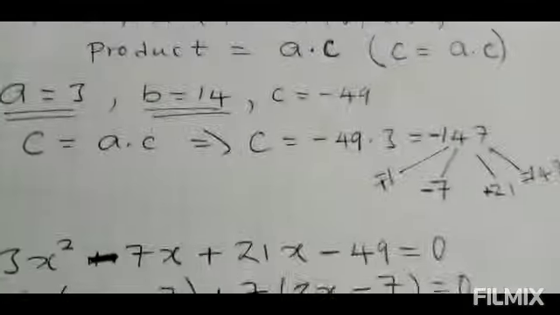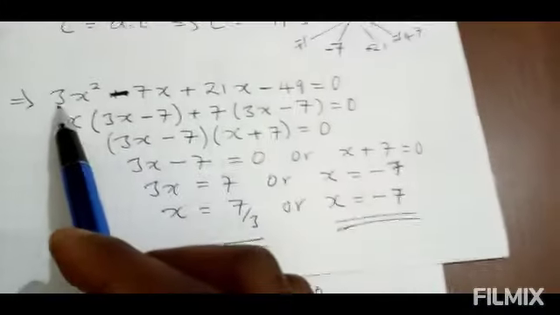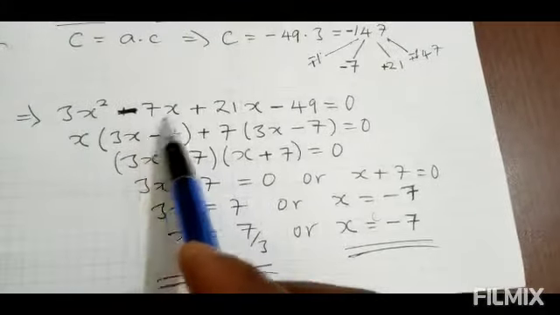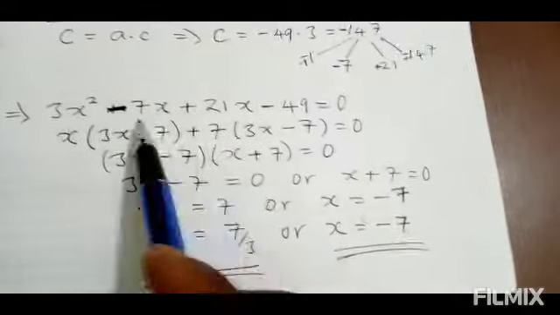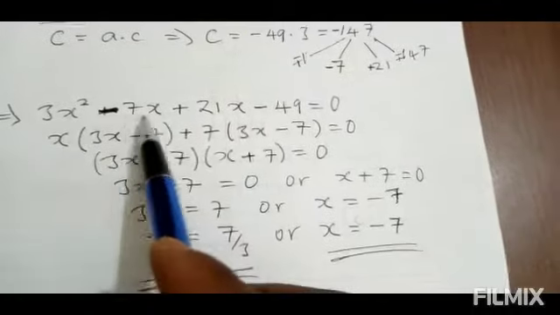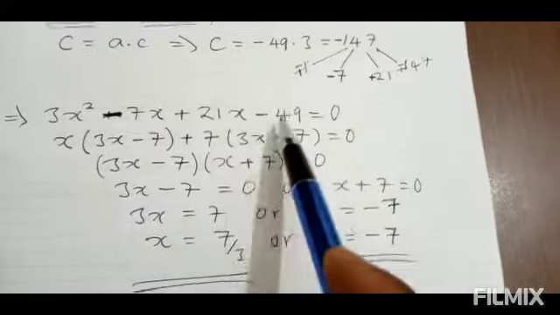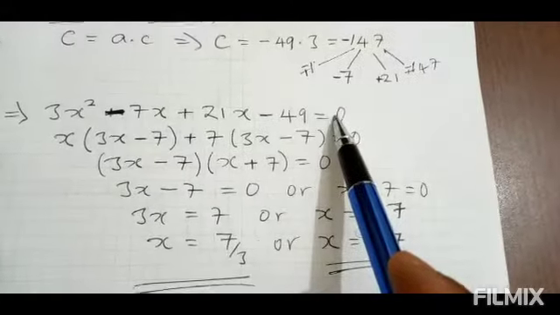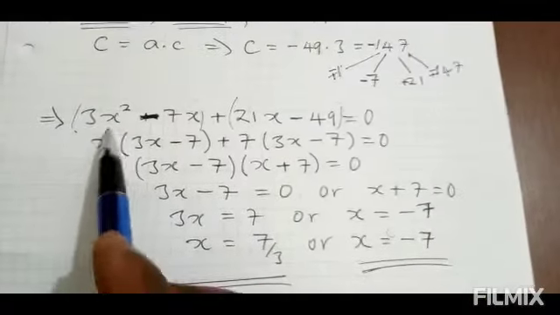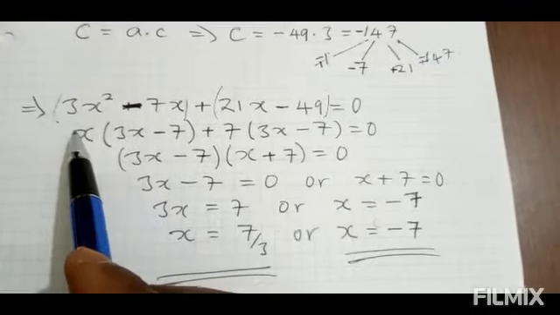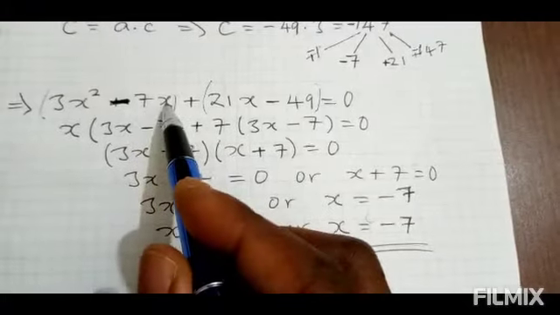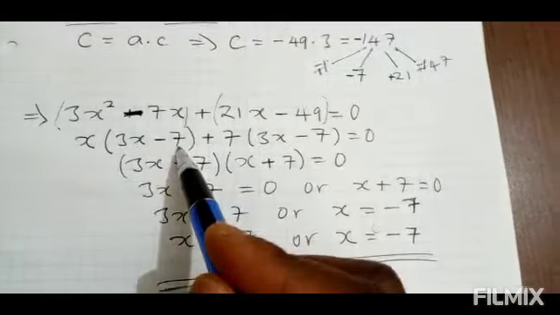So we come to the equation 3x squared minus 7x plus 21x minus 49 is equal to 0, so that when you do the operation you get 14x. Then we group them again. What is common here? It's x. You remain with 3x, since x times 3x is 3x squared. When you take x outside, you just remain with minus 7.